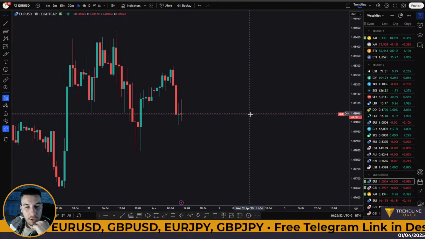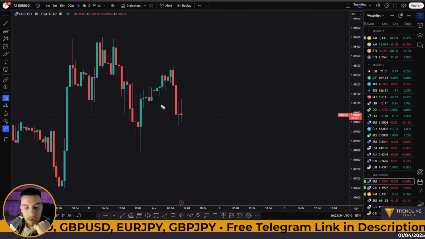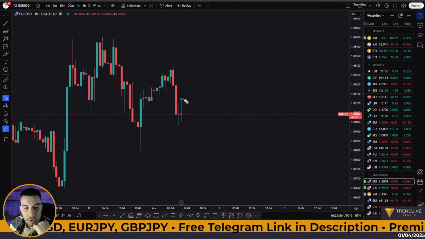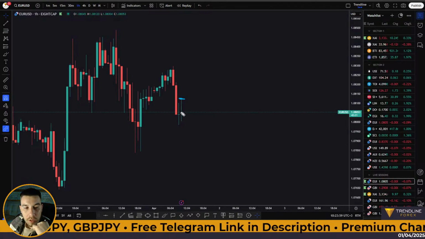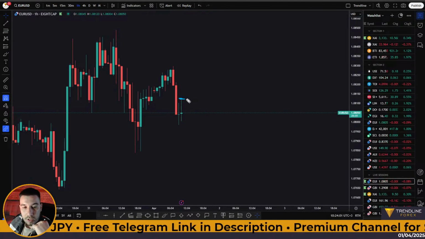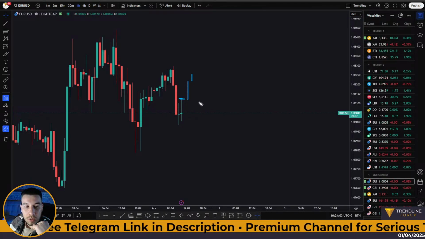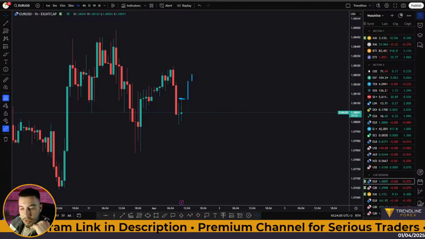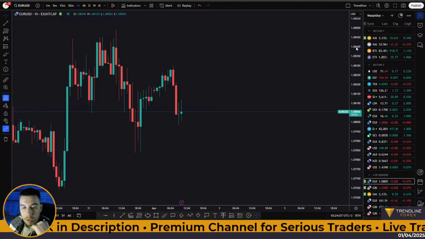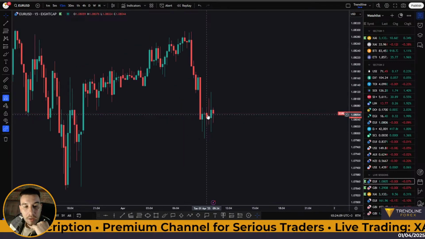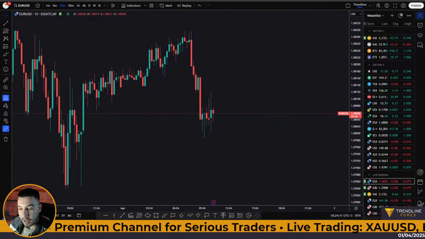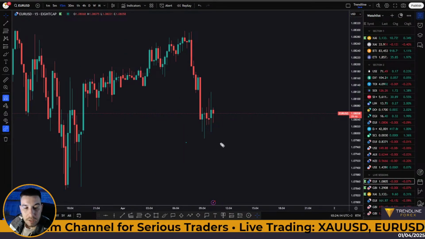So let's check it out. Now, if we have an hourly candle that closes above the previous one, this is going to be a really strong signal for a continuation to the upside. So we'll see how it goes. Now, if you're going to be looking to make an entry now, this is going to be very aggressive, especially if you're placing your stops down here.